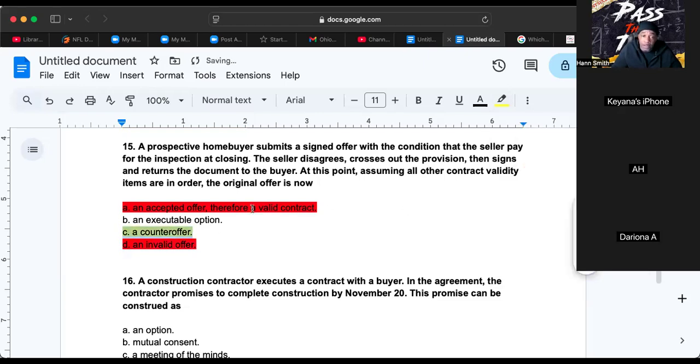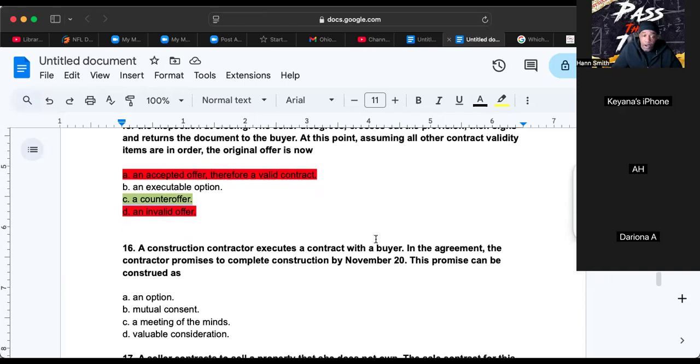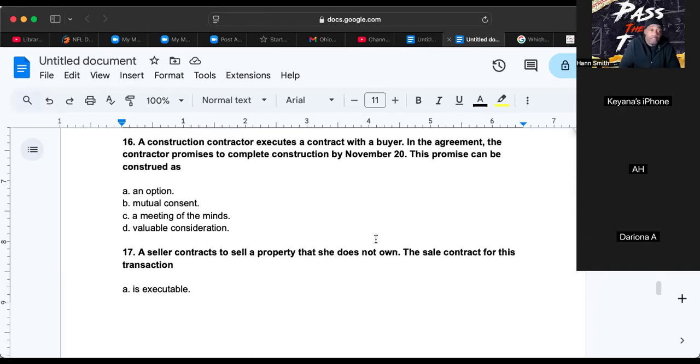Here's the key to this question. The seller disagrees and crosses out the provision. Whenever there's a change made to an offer, that offer is terminated. And if the seller strikes out something and returns it to the buyer with their signature, that's a counter offer, called a new offer. And now the buyer becomes the person who can accept that counter offer or decline the counter offer. All right. Next question.